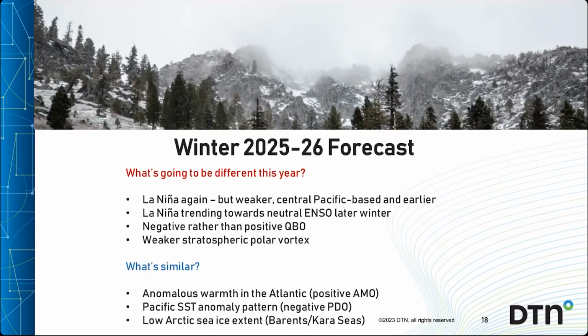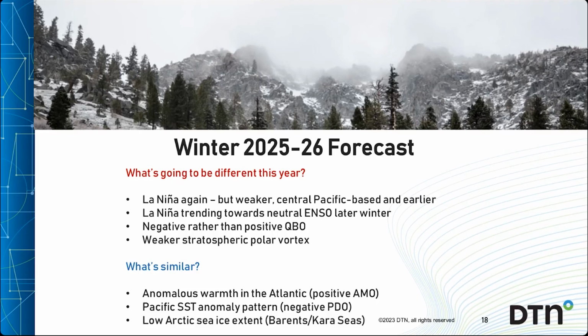A more significant difference perhaps is a negative or easterly phase of the QBO rather than the positive or westerly QBO we had last winter, and we'll get into that in a little while. Not least because of that, the stratospheric polar vortex is weaker than last year and a little weaker than average, and that might turn out to have an impact on our winter conditions.